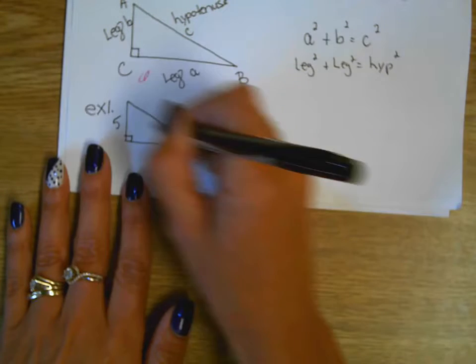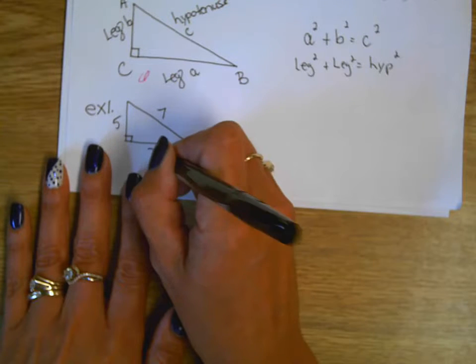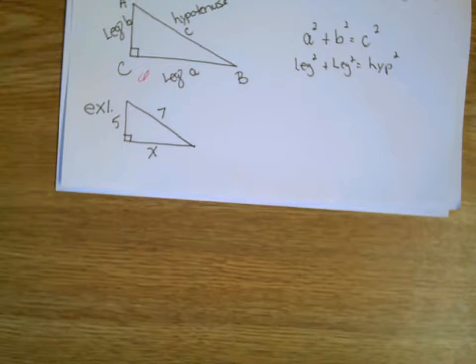We got 5, 7, and an x. Because it's a right triangle and we have one side missing, we can set up Pythagorean theorem and crank through it to figure out that missing leg, in exact form, not decimal. We're going to practice that too.